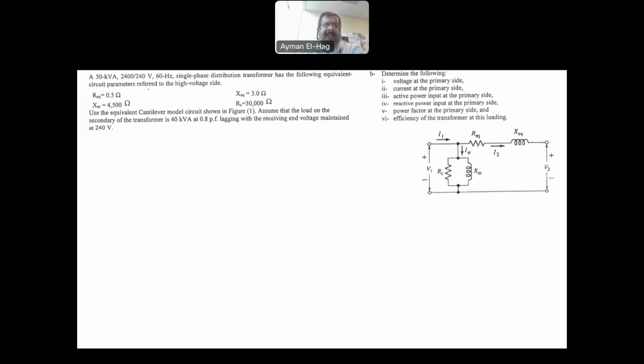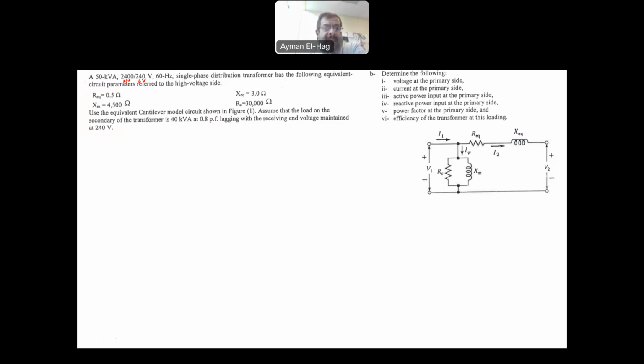Here it says this is a 50 kVA, so this is the rated S value of the transformer, 2400 by 240. So this is a step down transformer. This is the high voltage side and this is the low voltage side. 60 hertz single phase has the following values. So we know the R equivalent, X equivalent, XM and RC, and use the equivalent cantilever model, which is this one. We call it sometimes the approximate model, assuming the load on the secondary side is lagging and the receiving end voltage is maintained at 240 volt.